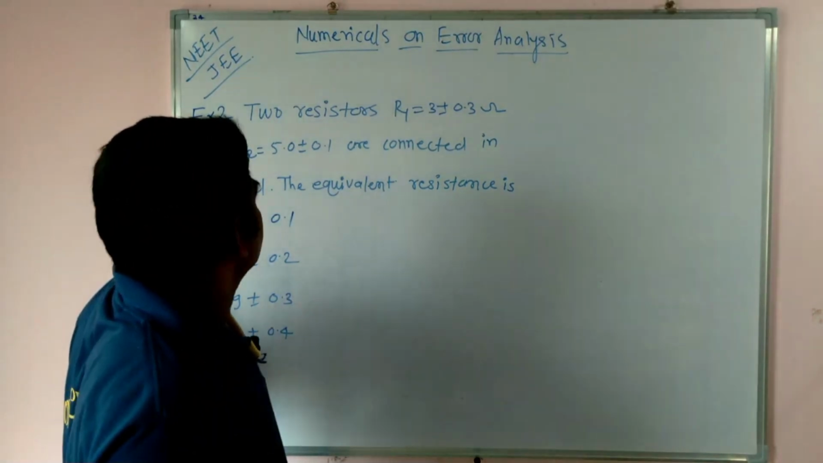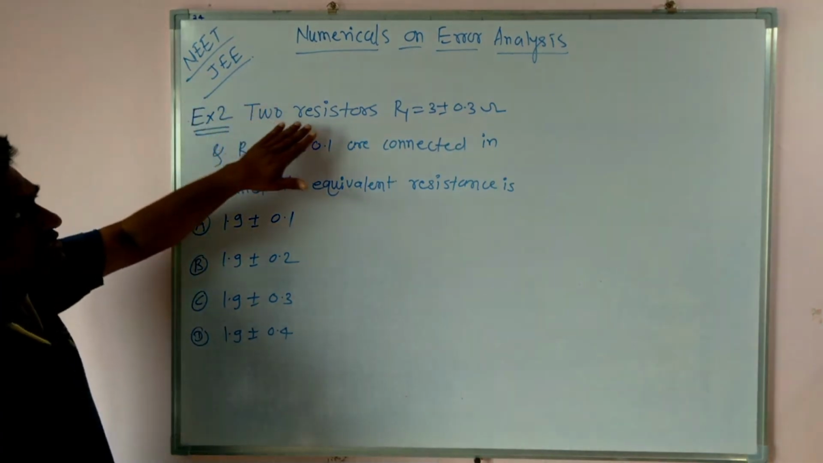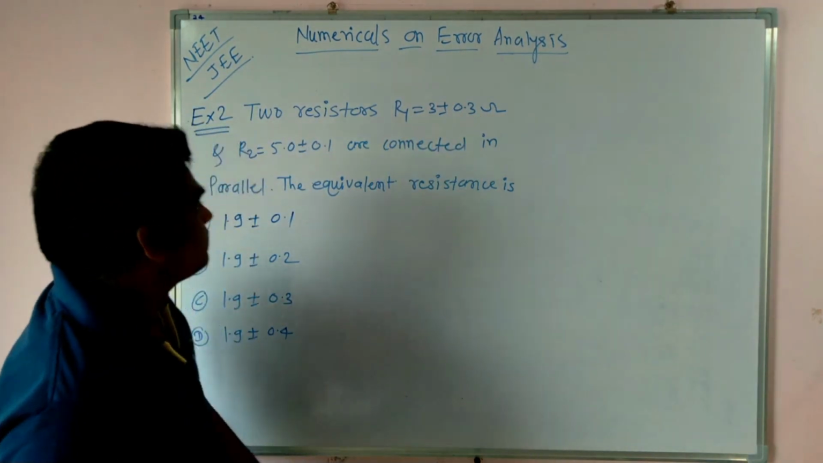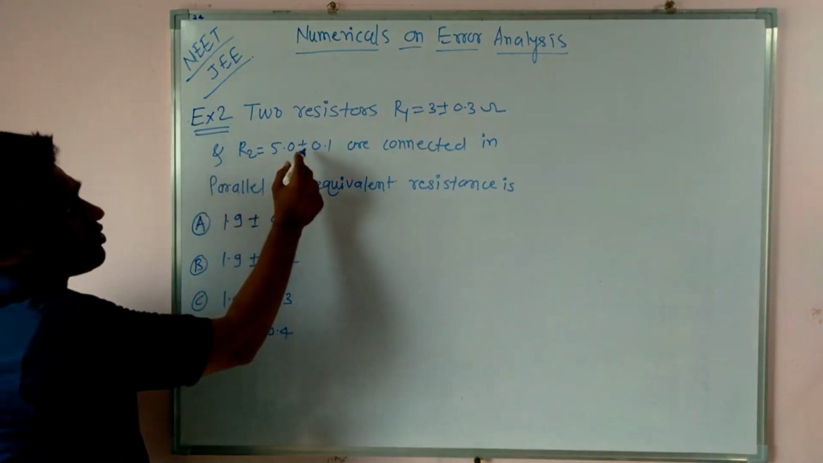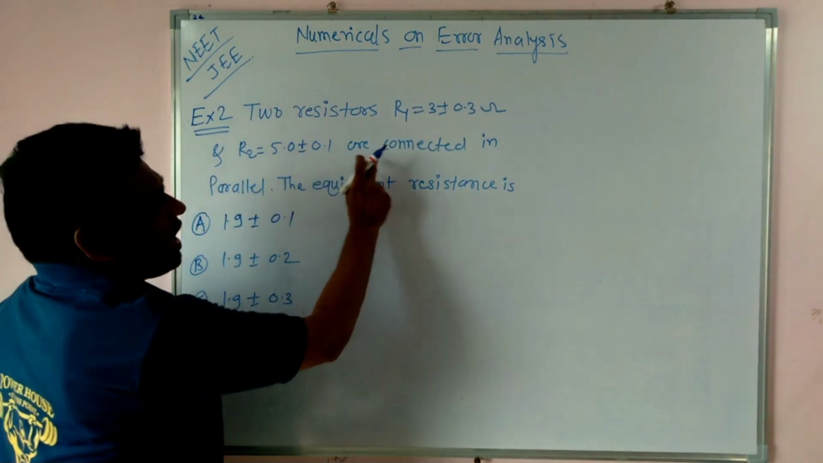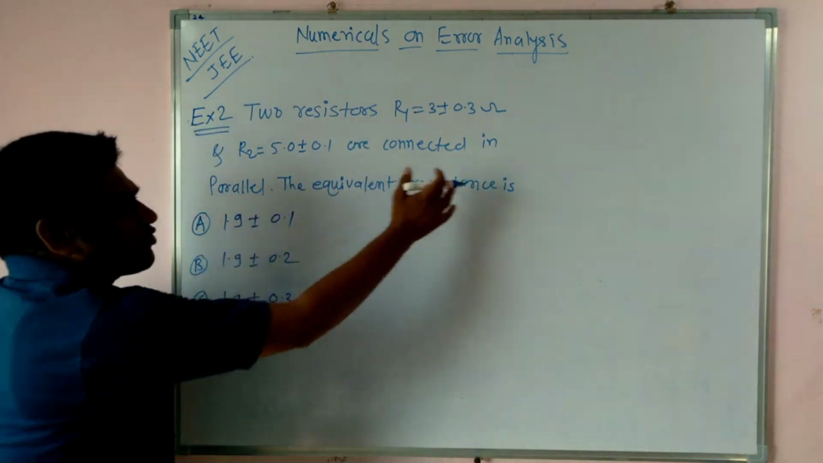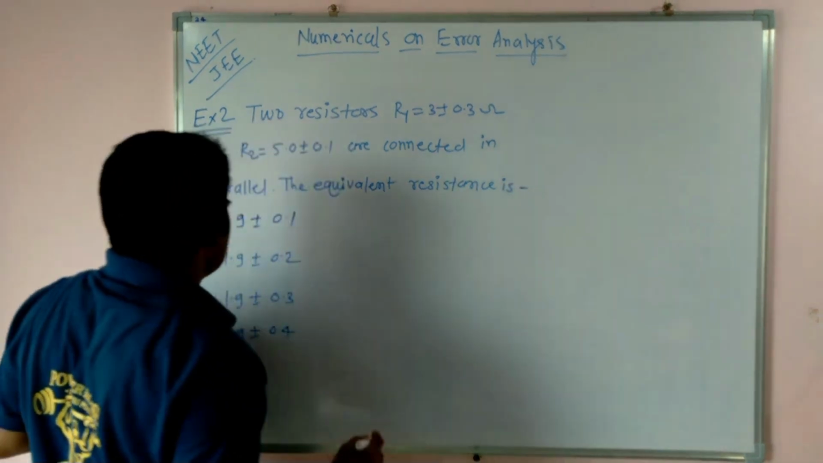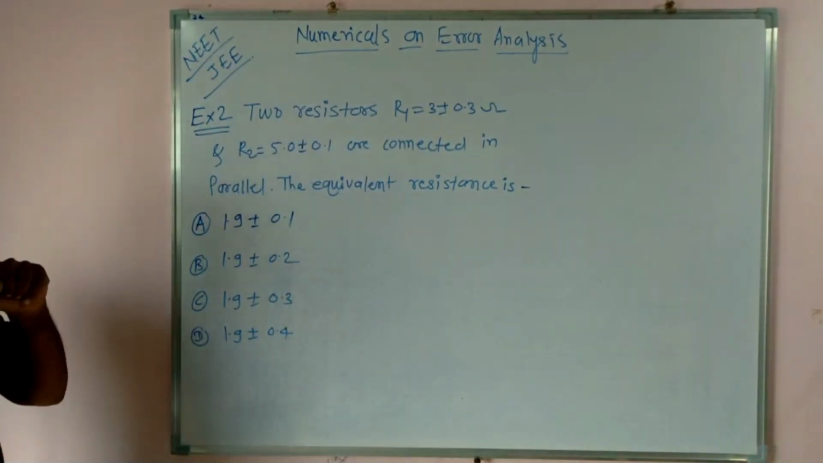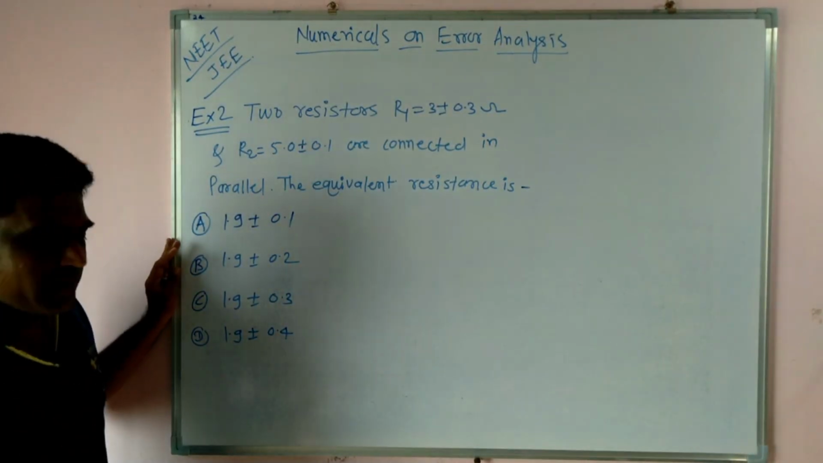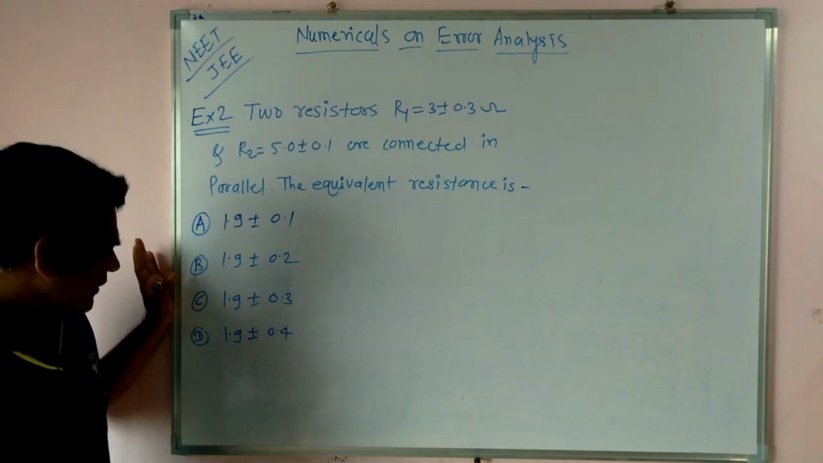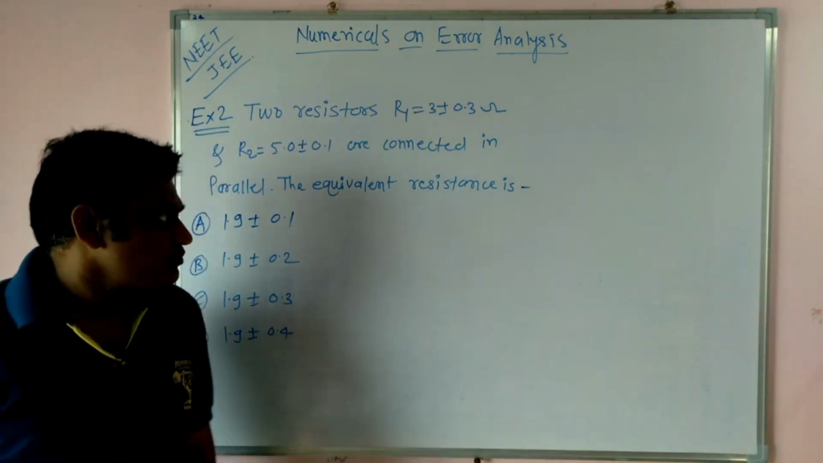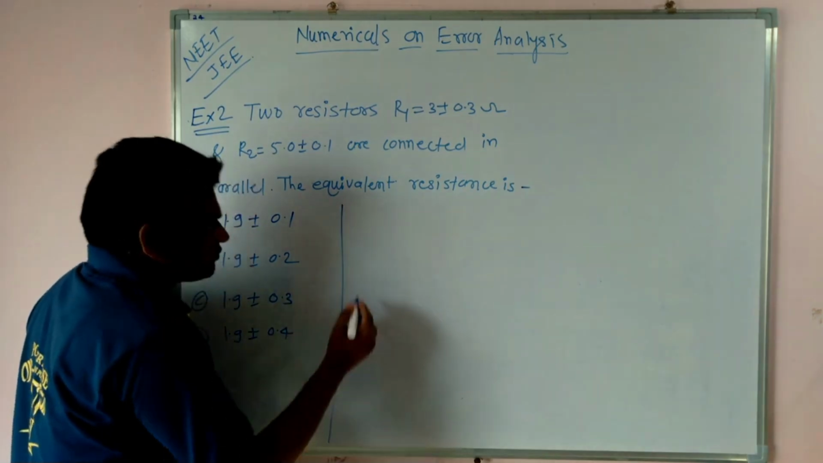So now look, the two resistors R1 3 plus or minus 0.3 ohm and R2 5 plus or minus 0.1 are connected in parallel. The equivalent resistance is, with 4 options: 1.9 plus or minus 0.1, 1.9 plus or minus 0.2, 1.9 plus or minus 0.3 and 1.9 plus or minus 0.4. Okay. So how to solve?